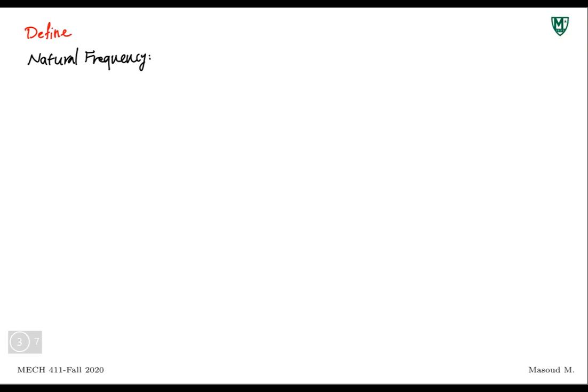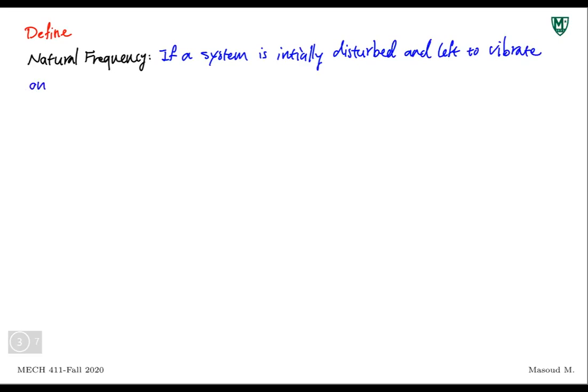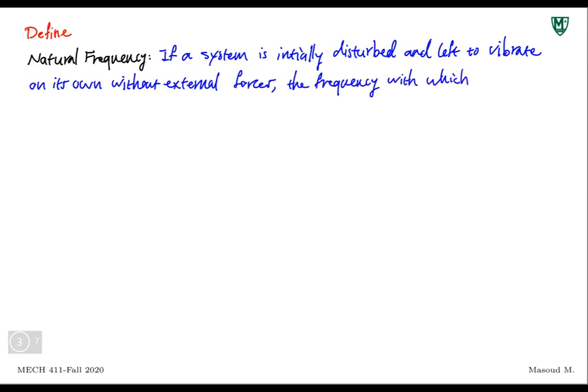So let me put it here. If a system is initially disturbed and left to vibrate or oscillate on its own without external forces, the frequency with which it oscillates or vibrates is its natural frequency.